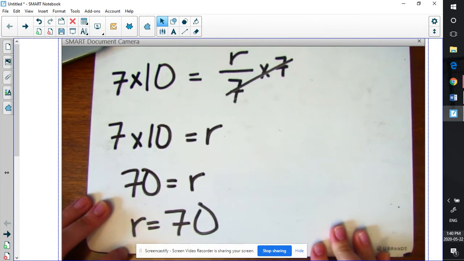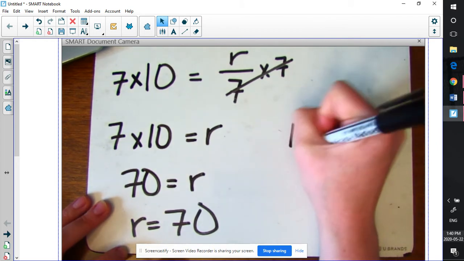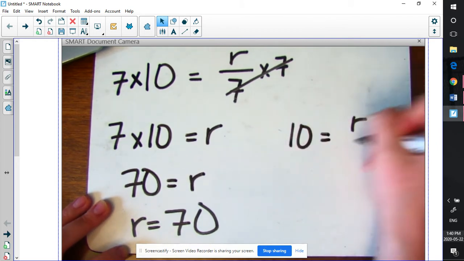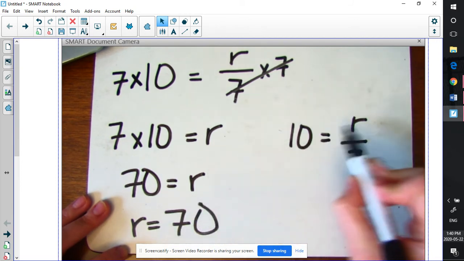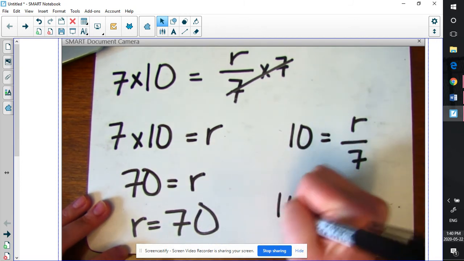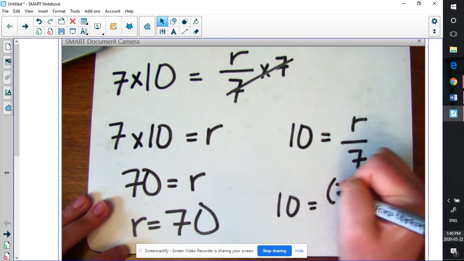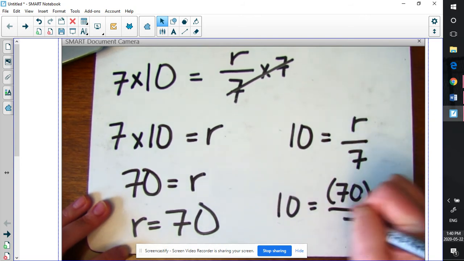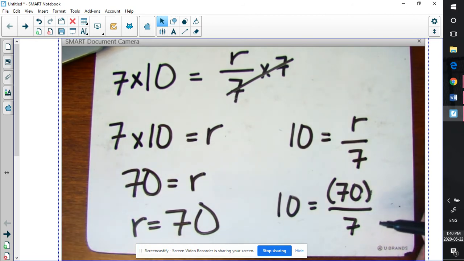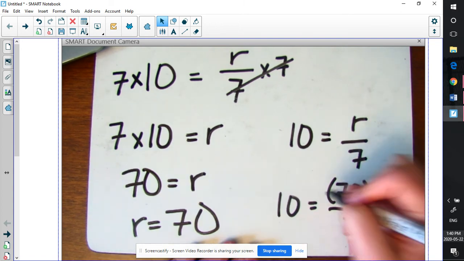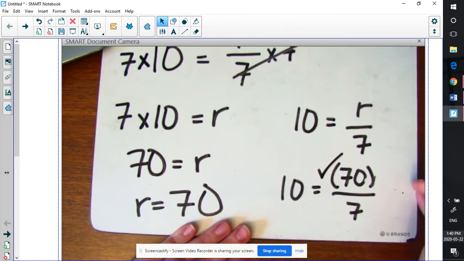Now we've got to check our work. So the original equation was 10 equals r over 7. So I'm going to take this 70 and put it in the place of r. So I'm going to write 10 equals, and then in brackets, 70 divided by 7. What is 70 divided by 7? It's 10. So that's your answer.